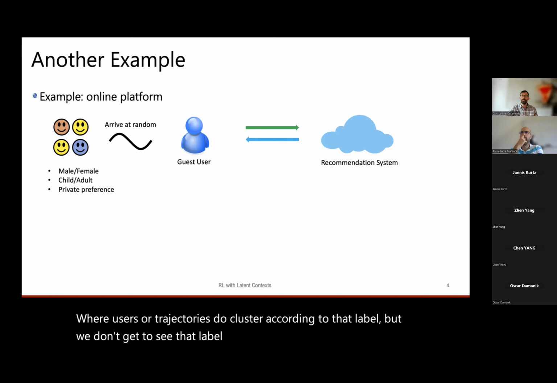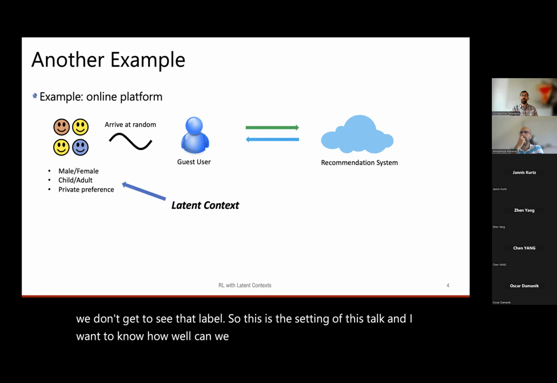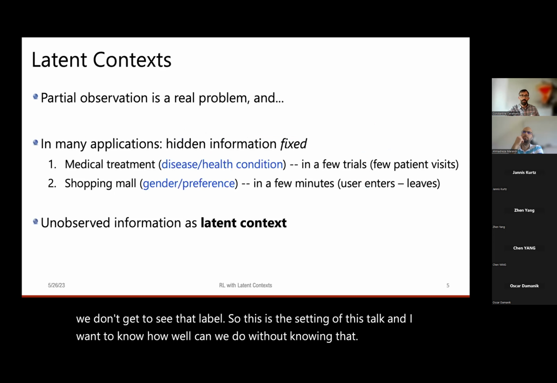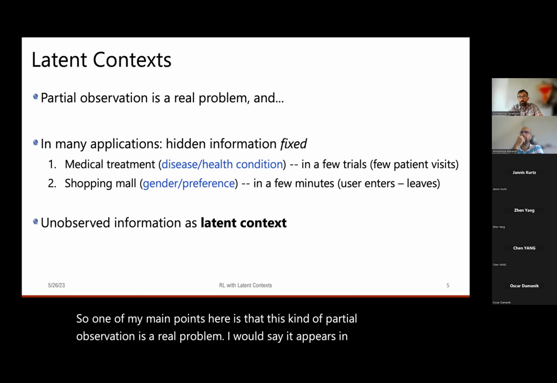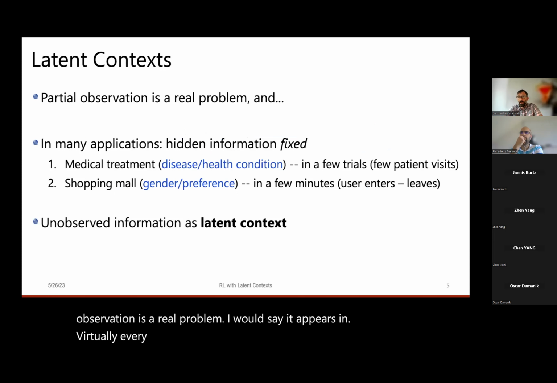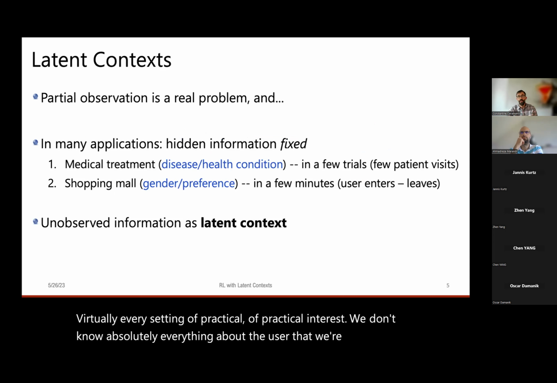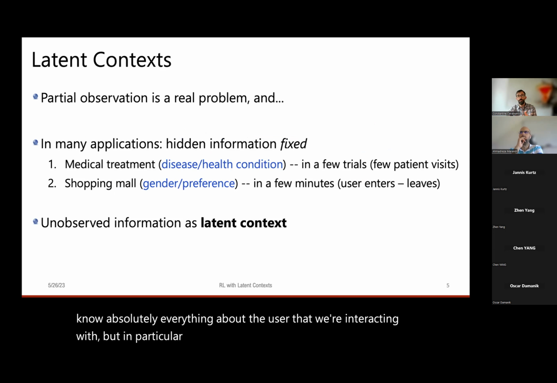So this is the setting of this talk, and I want to know how well we can do without knowing that. One of my main points here is that this kind of partial observation is a real problem. I would say it appears in virtually every setting of practical interest. We don't know absolutely everything about the user that we're interacting with.